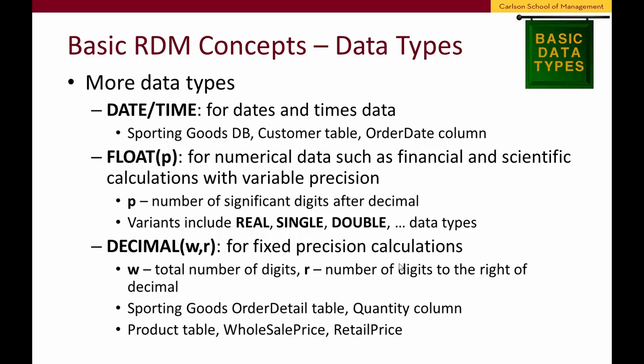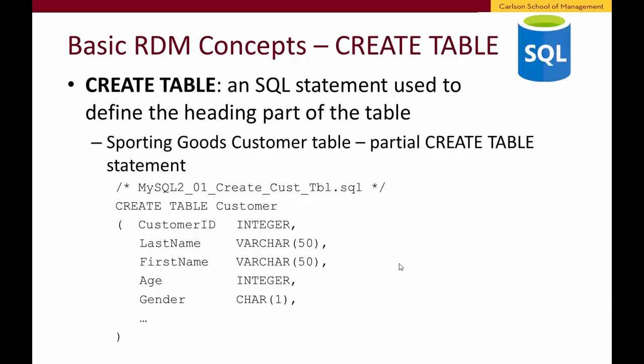Sometimes fractional data types are used even though we know the value is a whole number, such as quantity ordered in the sporting goods example. One of the reasons for this is that quantities are going to be involved in calculations, so it may be better to keep them having the same data type as prices and other parameters.